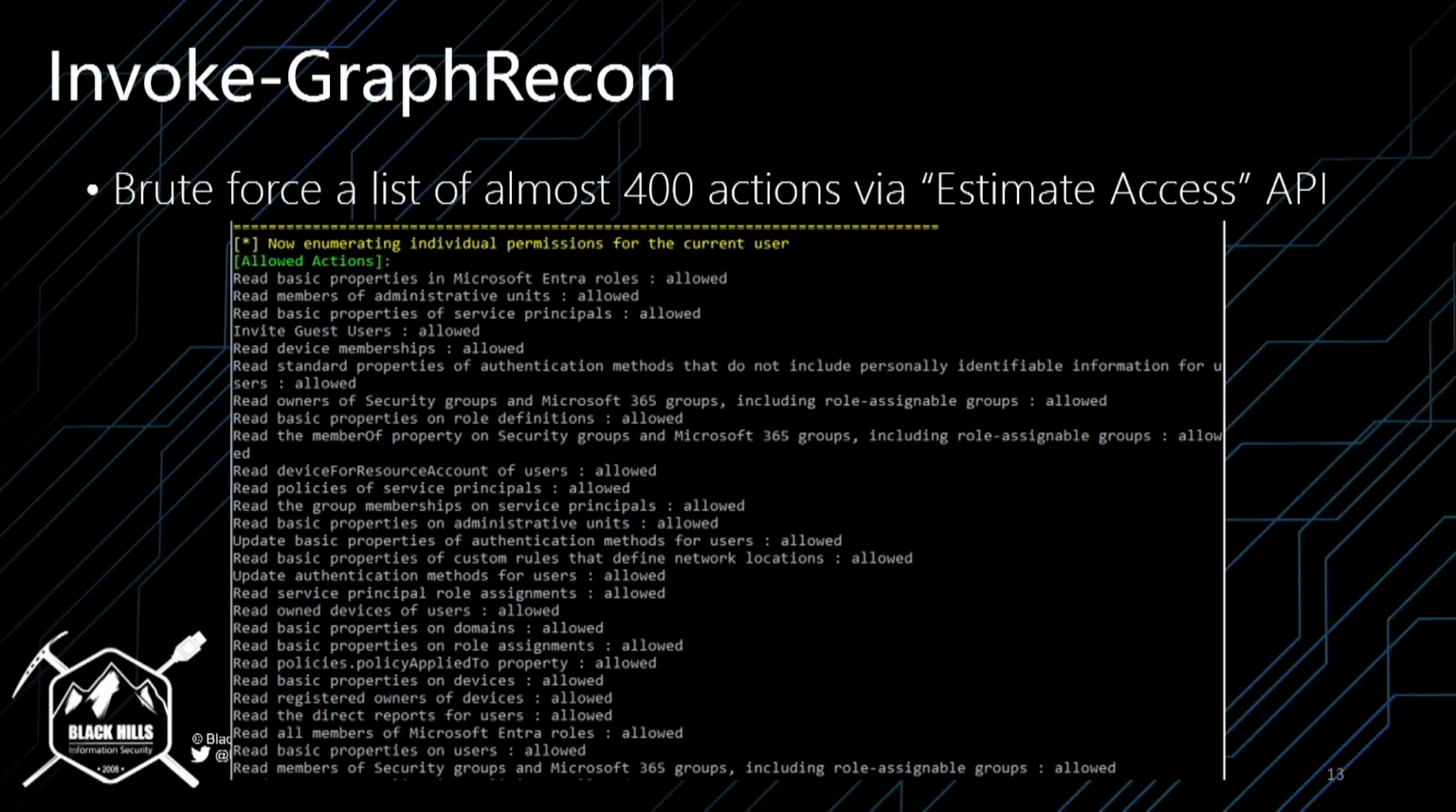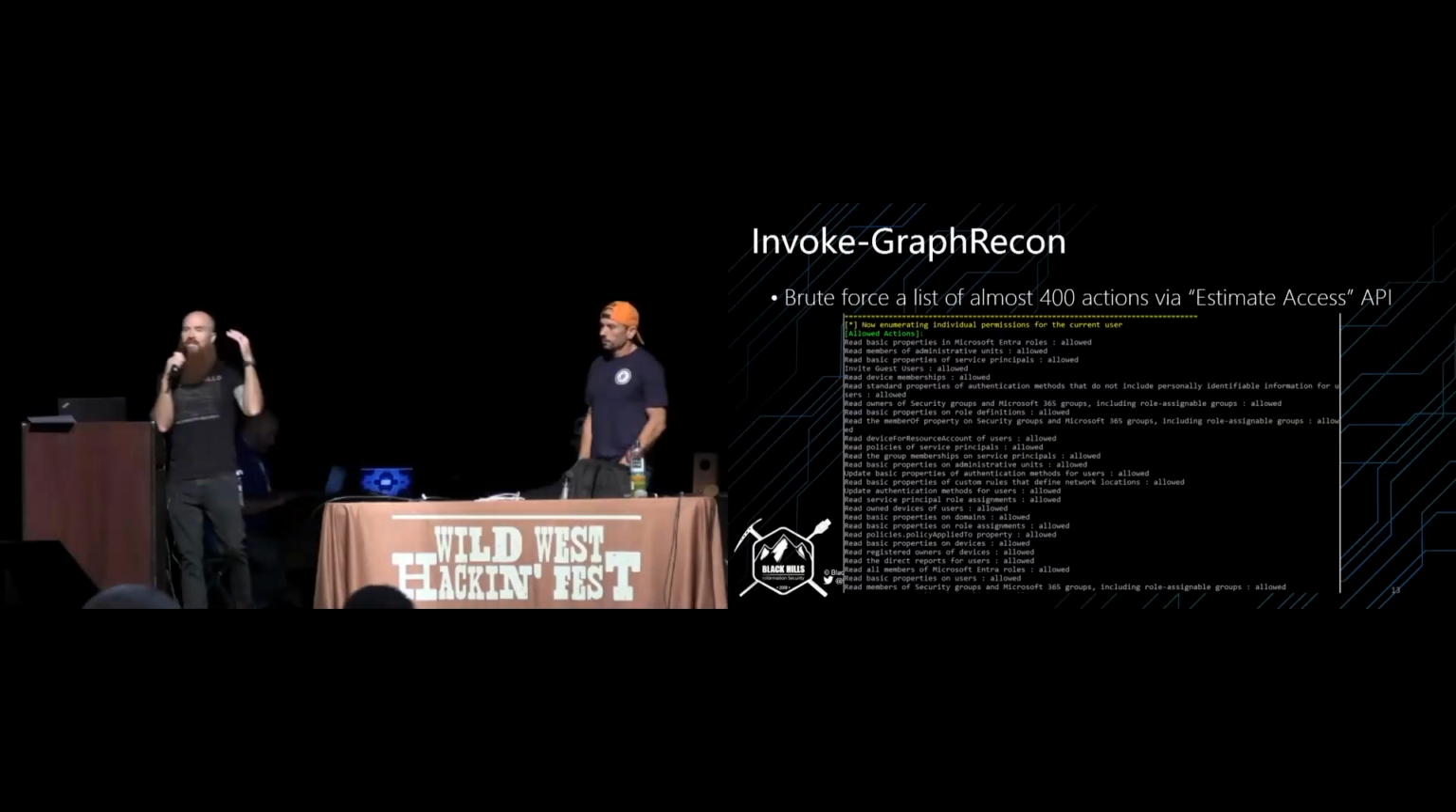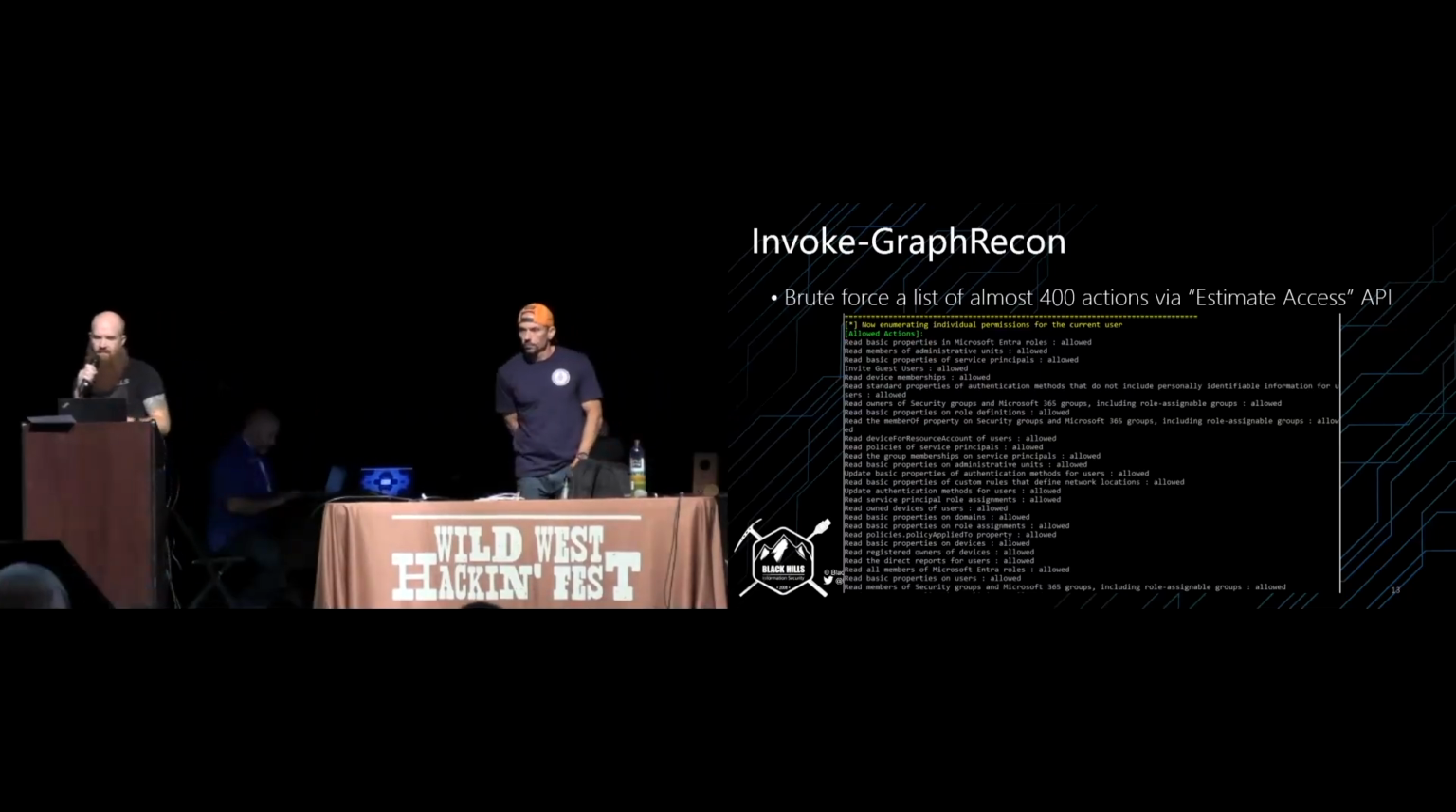So an action could be anything like, can I modify a group? Can I create a user? And I, just from research, built this list of over 400 actions. And so the tool has this ability to basically enumerate by directly calling this Estimate Access API, so you can determine exactly what you have access to.